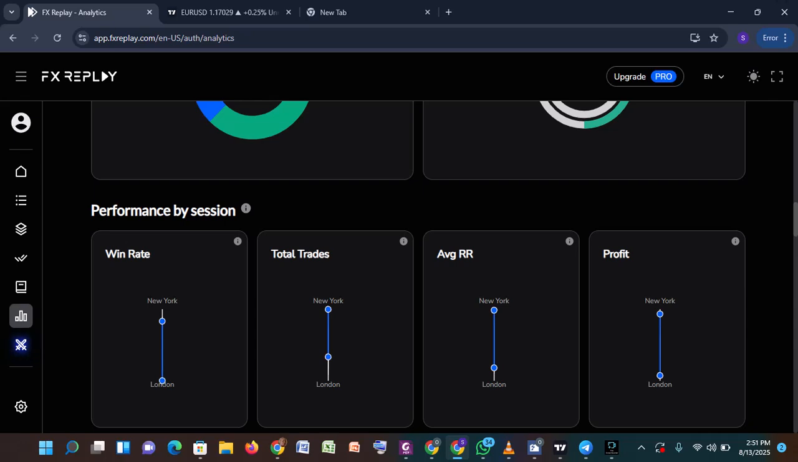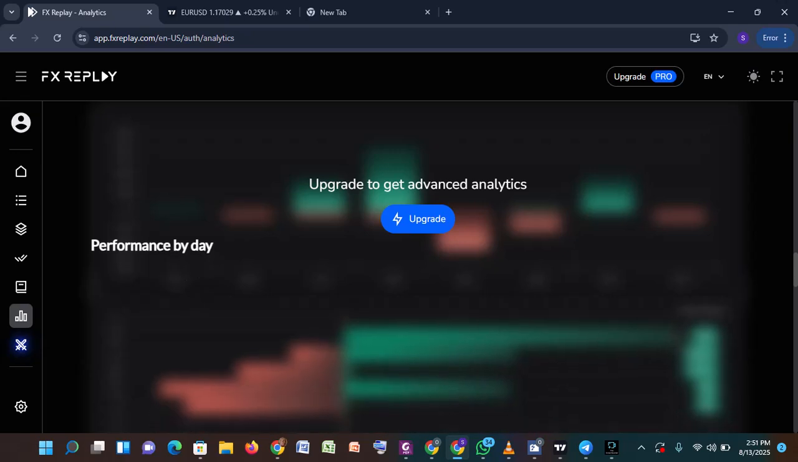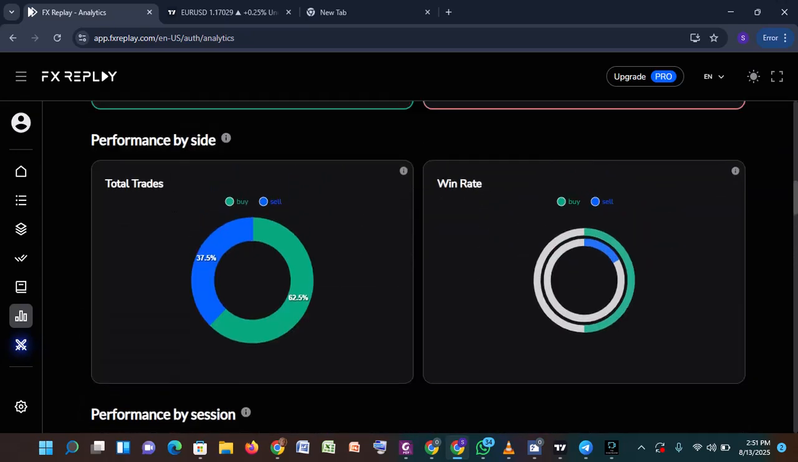So average RR. My average RR on London session is 2.44, and my average on New York session is 2.4, and yeah, the profit as well, right? Profit of 1.77% in New York session, but in London session 1.71%. I think 74 and 71. So yeah, let me scroll down. Do we have anything here? No, we don't have anything more to show you.